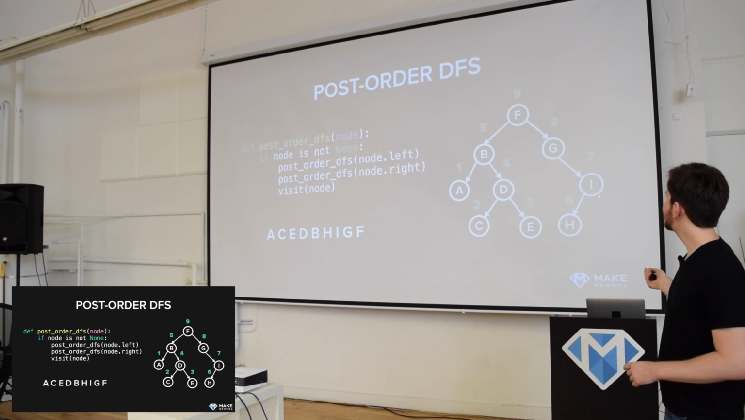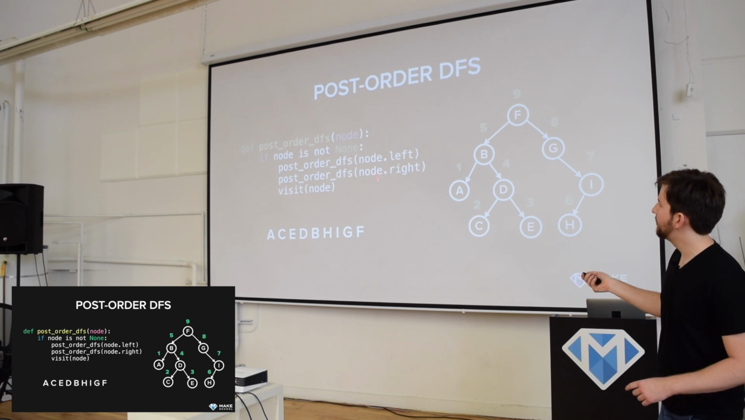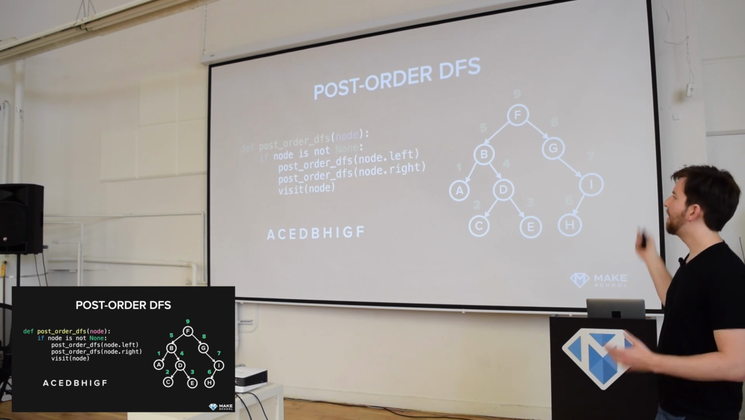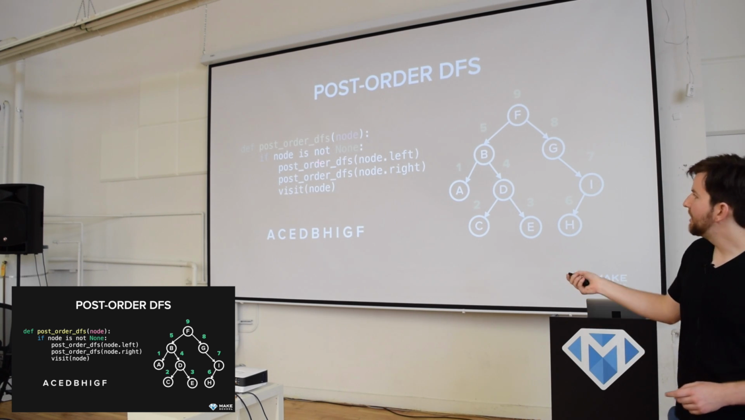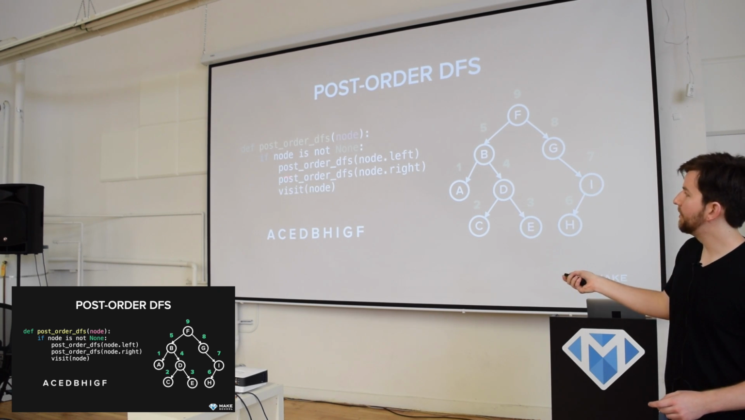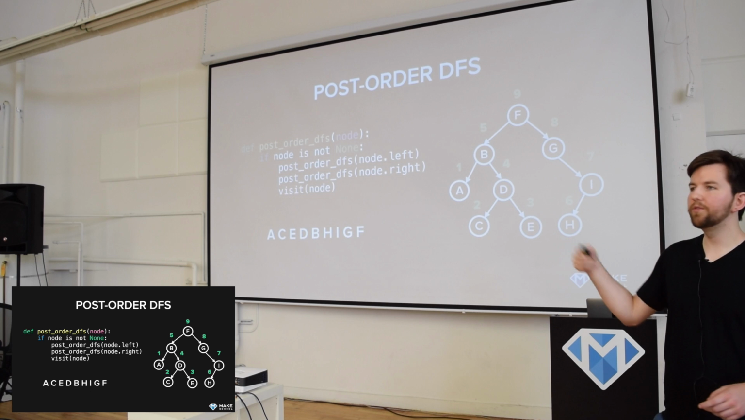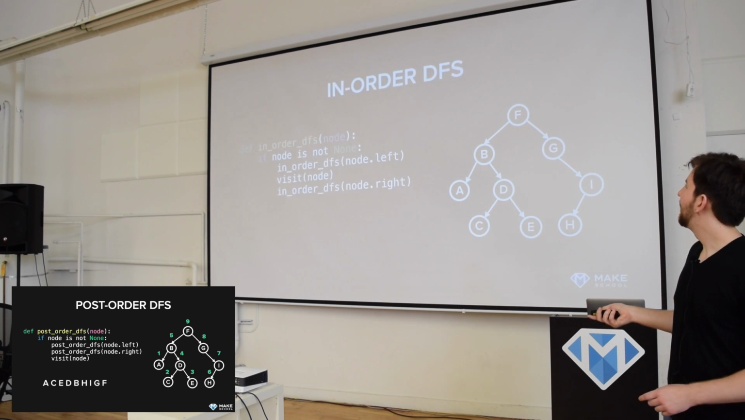So how did we even get to I? Well, first we were at G, and G called post-order depth-first search on node.right. So we pop back up, and now we're back to G at the place where G called post-order depth-first search on I. So that means we're on this line of code. So then we move to the next. We visit G.